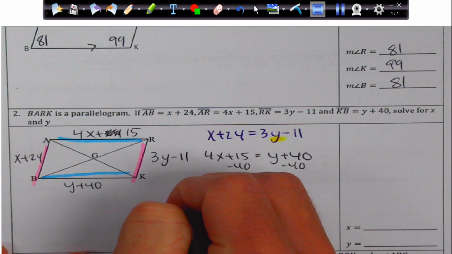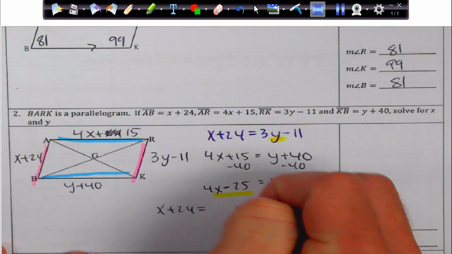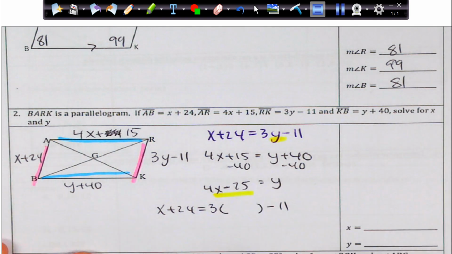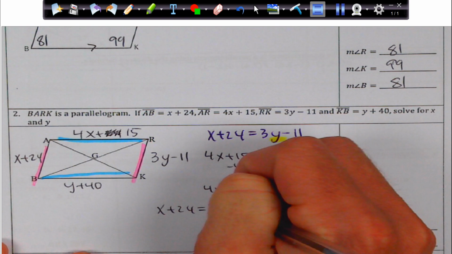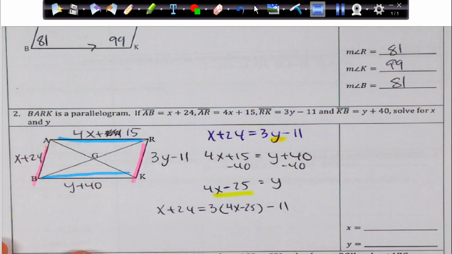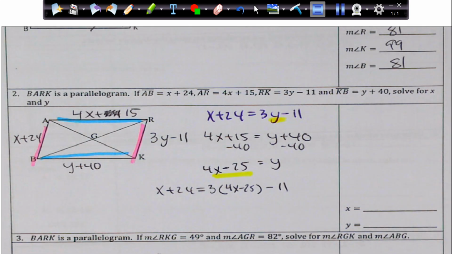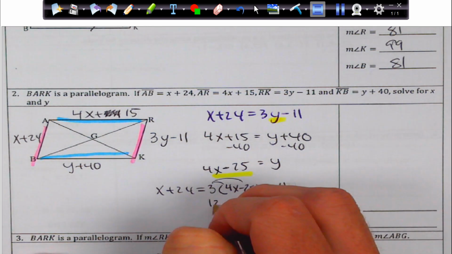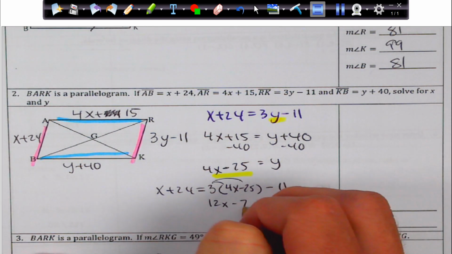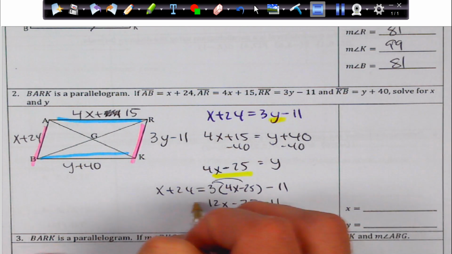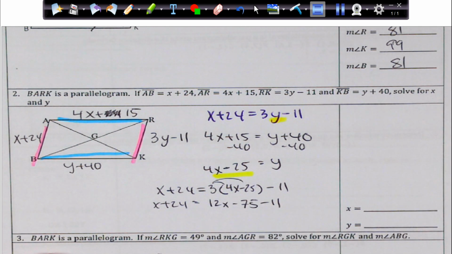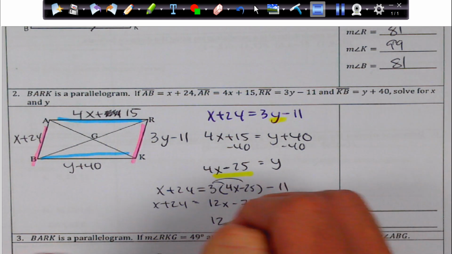So I'm going to get x plus 24 equals 3 times what y equals, which is 4x minus 25 from the other equation. And now everything's in terms of one variable, that variable is x. I distribute the 3. 3 times 4 is 12x. 3 times negative 25 is negative 75, minus 11, equals x plus 24. We combine like terms: 75 and 11 gives me negative 86.